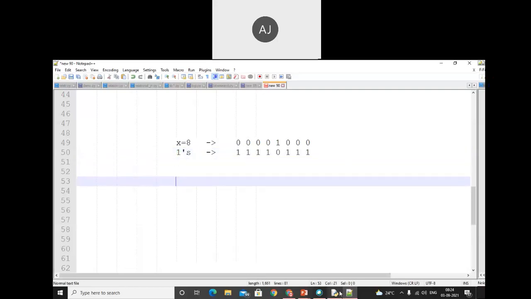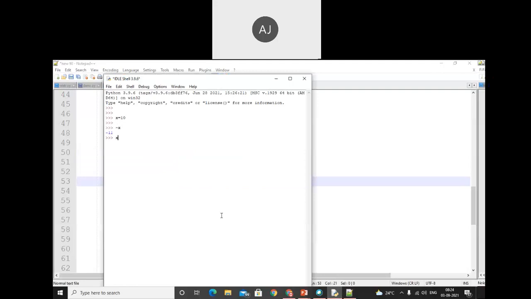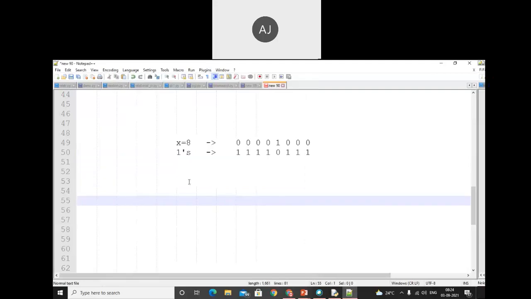Now, here I perform x equals the negation operator of x. We get what value? 9. We get the value 9, which value we get? Minus 9. So now I want to calculate the binary of 9. So what will be the binary of 9?